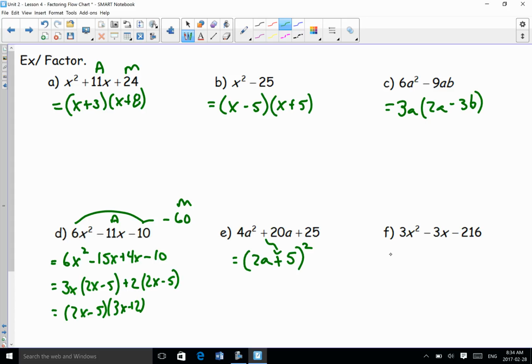F, I notice they can all be common factored, so I'm going to do that first. And check my brackets, and I see an exponent for the first time, which means I might be able to go further. It looks like a simple trinomial, because my squared term is just a 1. I've got to find things that add to 1 and multiply to 72. The numbers that do that are negative 9 and positive 8.